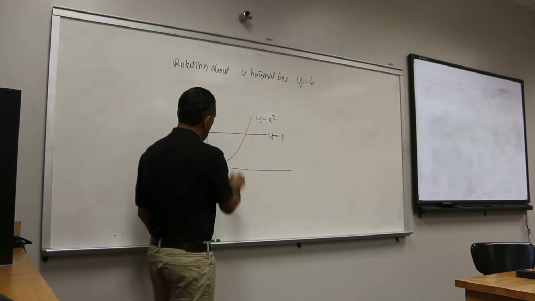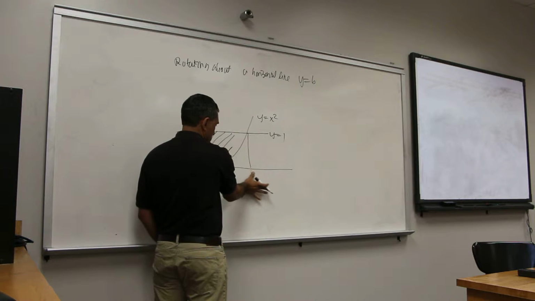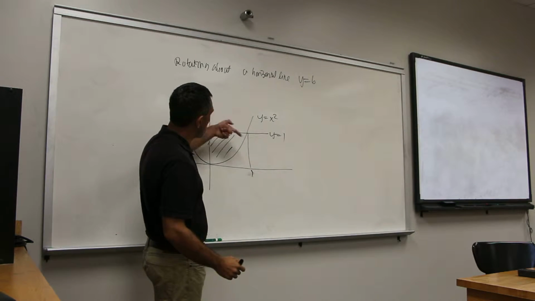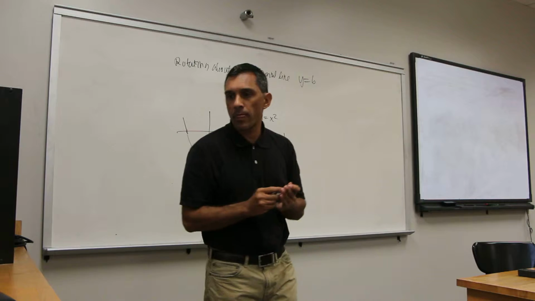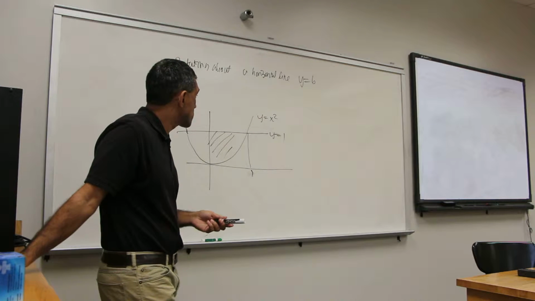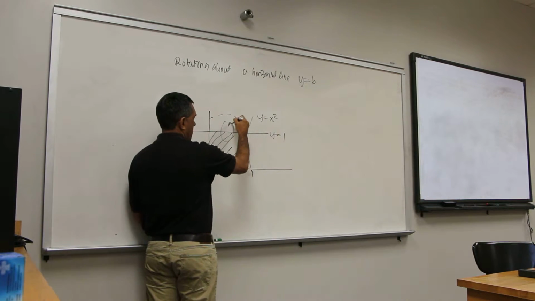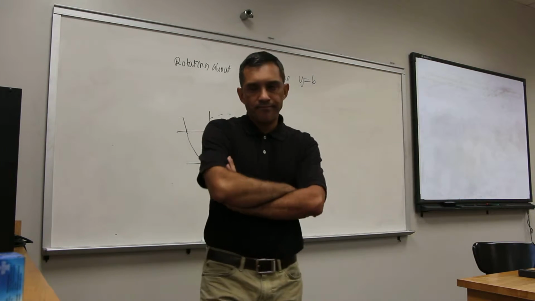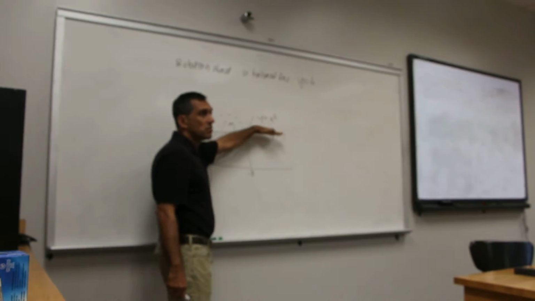And you take this thing here, let's say we're just looking at the first quadrant, and you rotate it about the line y equals 1. You can transform it, change your variables completely, so that you make this your origin. This becomes y equals 1.